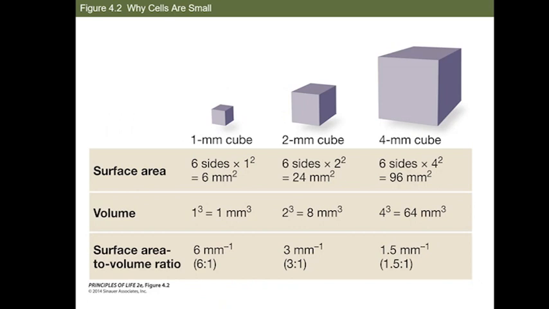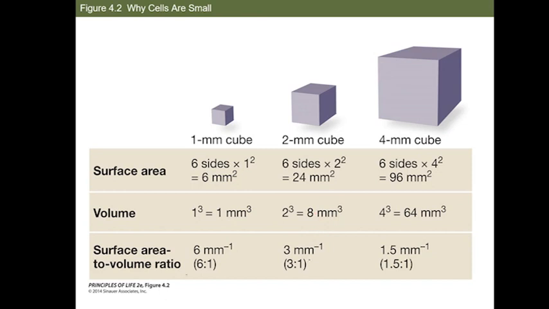So here we can see the surface area to volume ratio, like I was saying before with the cells. So if you have a 1 millimeter by 1 millimeter cube, so it's 6 sides times 1 squared equals 6 millimeters squared. Its volume is 1 millimeter cubed because it's just 1 in each direction. So its surface area to volume ratio is 6 to 1. Okay, so let's make a 2 millimeter cube. So we have 24 millimeters squared for the surface area and 8 millimeters cubed for the volume. Now you have a 3 to 1.